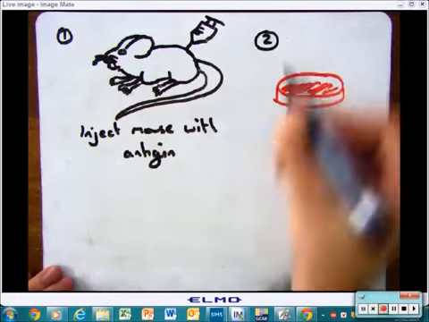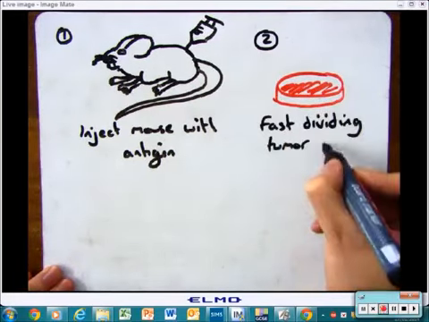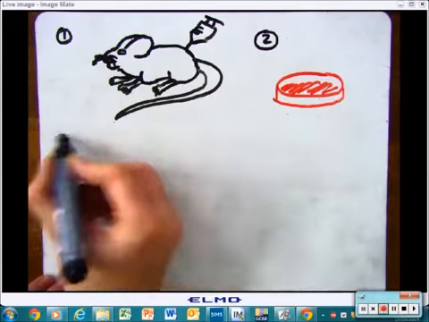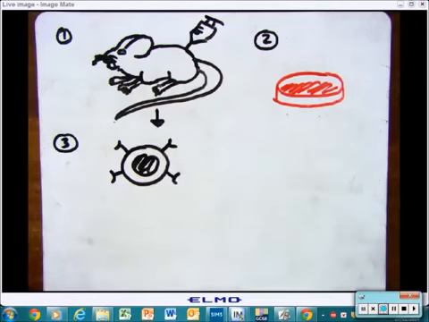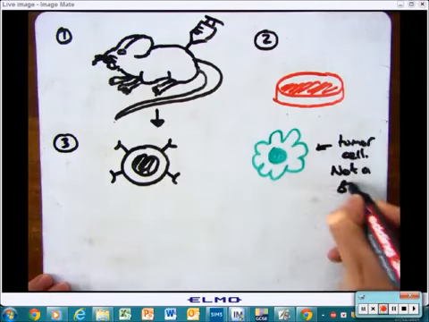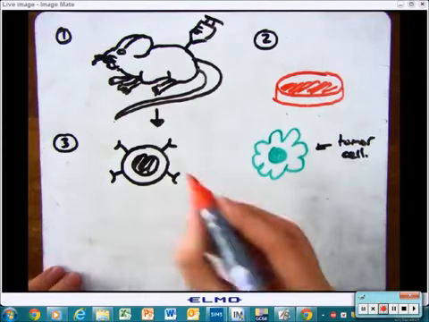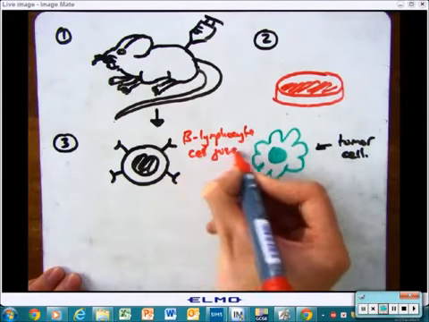The second thing they'll do is take some tumour cells. Now, tumour cells divide really fast, but they don't contain antibodies. So what they'll do is they'll start to grow those in a lab in a petri dish. You will then have B lymphocytes from the mice, and you'll have the tumour cell, which quite easily reproduce.